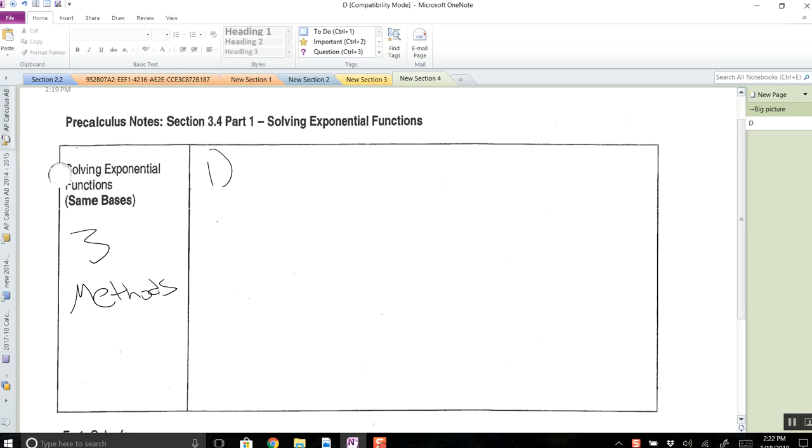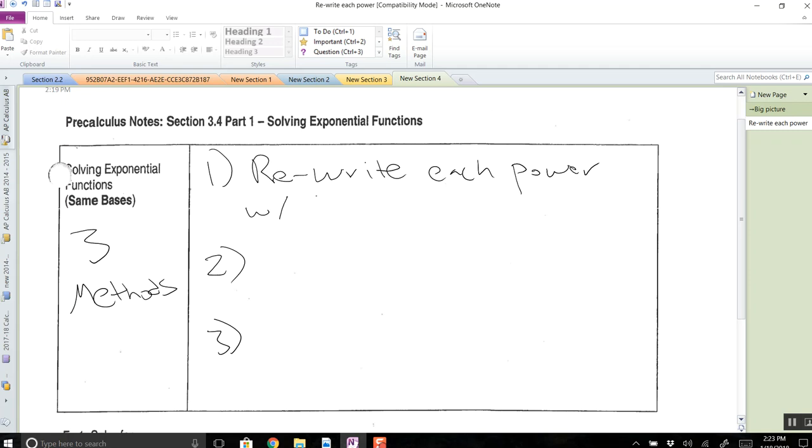The first one's probably the easiest. The second one will be kind of middle. The third one will be more intense, but more universal. The first one's pretty simple. What you do is you rewrite each power with the same base. I'll explain what that means in a sec. But this is probably going to be the most efficient way to do this problem, if you can do it. It's kind of like if you have a quadratic equation, you could factor it. You probably would, because it's not as painful as going to quad form where there's a lot more steps.